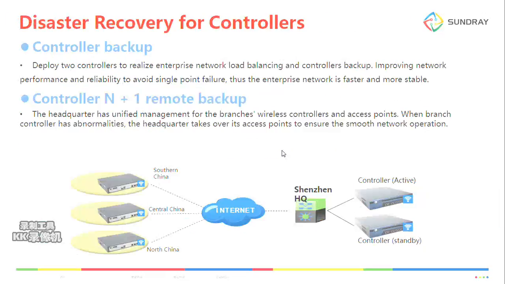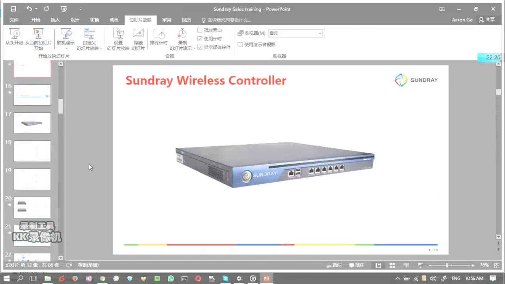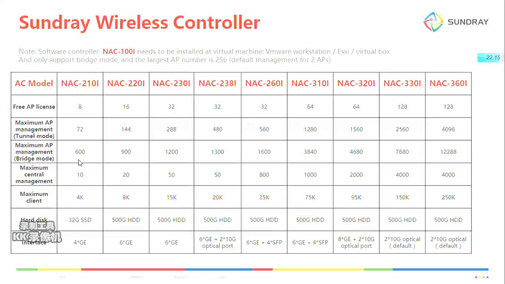So how many controllers can you support in the branch? Remember that we have this specification in the controllers about the centralized management, the maximum centralized management. The first one, the entry level, supports 10 branches. The highest end supports 4,000 branches. So this is what we call the centralized management, and that can be an N+1 backup.